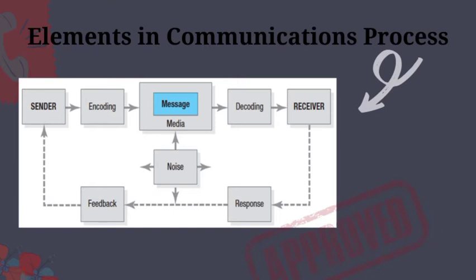Two elements represent the major parties in a communication: the sender and the receiver. To represent the major communication tools, there are the message and media. To represent the major communication functions, there are encoding, decoding, response, and feedback. And the last element in the system is noise, random and competing messages that may interfere with the intended communication.